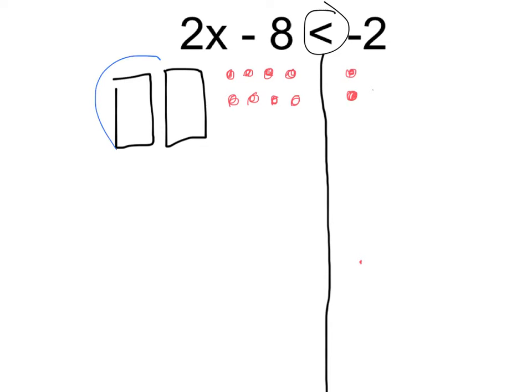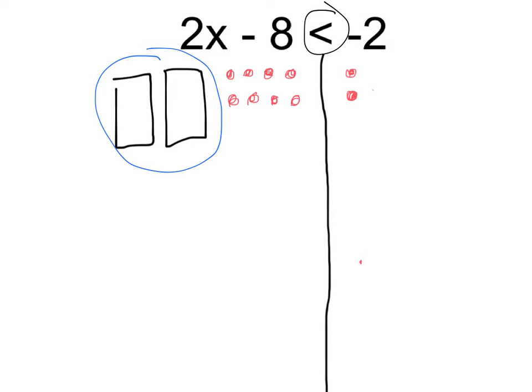Just like before, my whole goal is to get these x tiles by themselves before I can do anything, because the goal is to solve for x. So first thing, I notice that they're not alone. I have all these little units here. Now since they're red, my red represents my negative units.